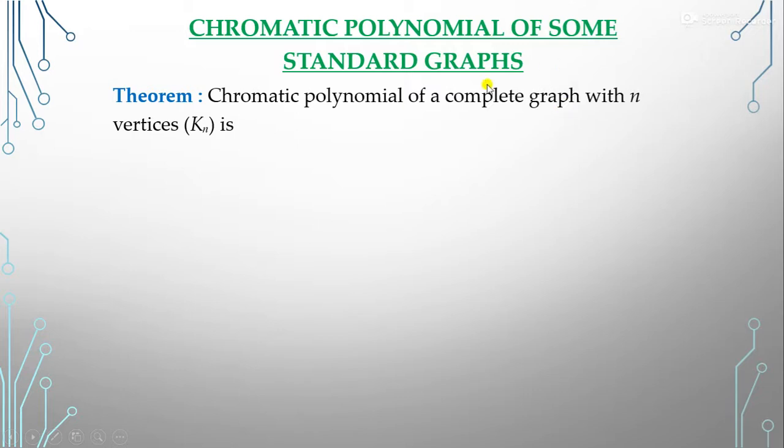If we have the complete graph with n vertices, denoted by Kn, you know this. So what will be the chromatic polynomial of a complete graph? We represent our chromatic polynomial by P(lambda), where lambda is the number of colors. So it is lambda, lambda minus 1, lambda minus 2, up to lambda minus n plus 1. So this will be the chromatic polynomial of a complete graph with n vertices. Now we have to prove this.